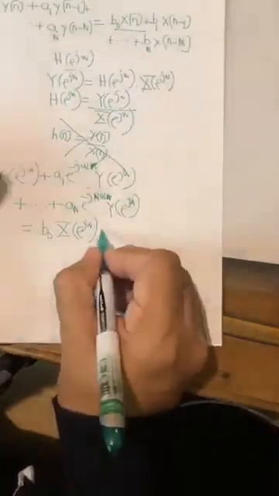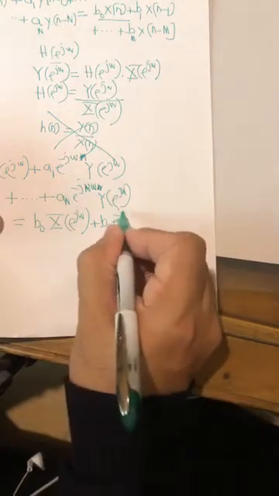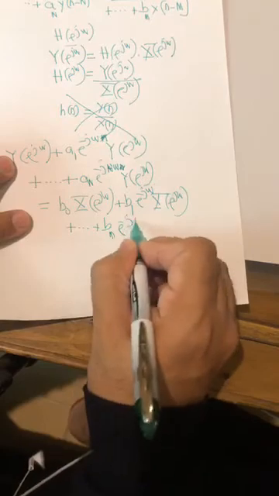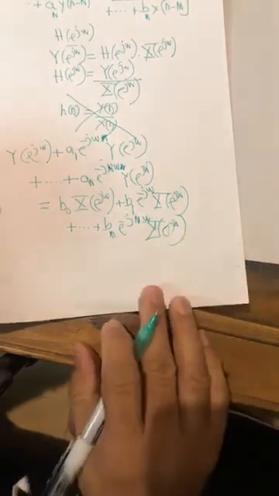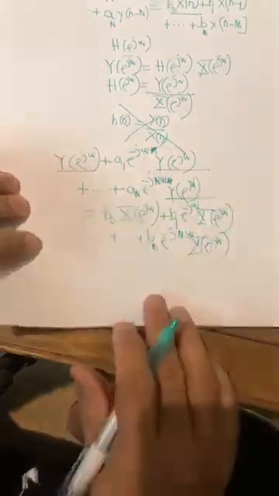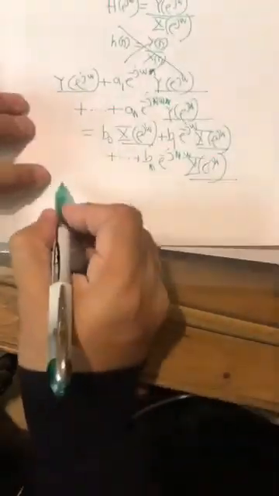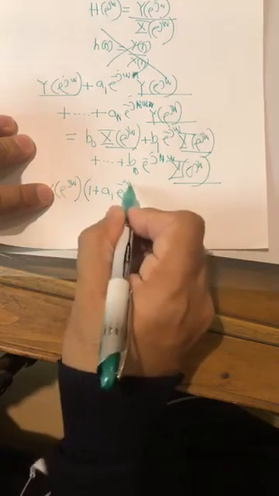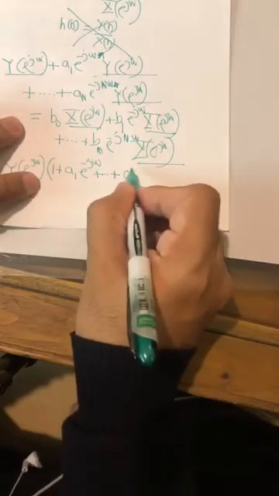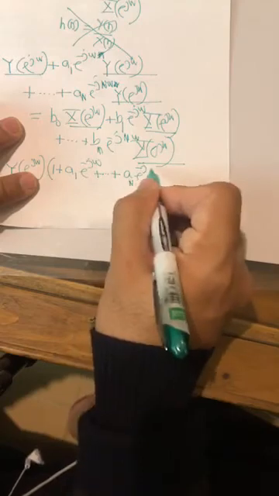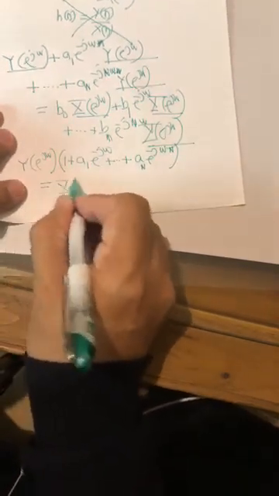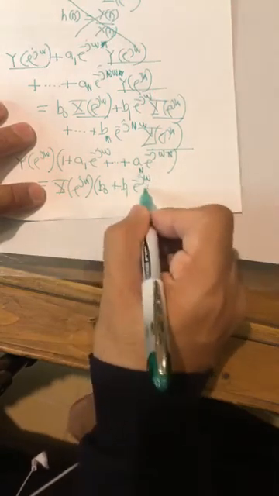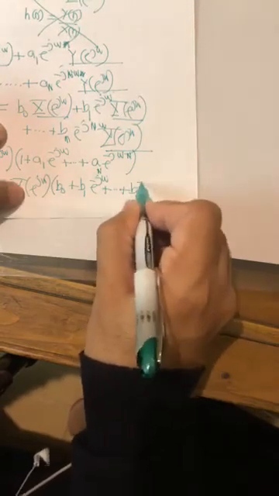Plus b1 e^{-jω} X(e^{jω}) plus, up to, bm e^{-jmω} X(e^{jω}). Now you take Y common, and on the right hand side take X common. In the bracket you have 1 plus a1 e^{-jω} plus up to an e^{-jωn}, and on the right hand side you have X(e^{jω}) times b0 plus b1 e^{-jω} plus up to bm e^{-jωm}.